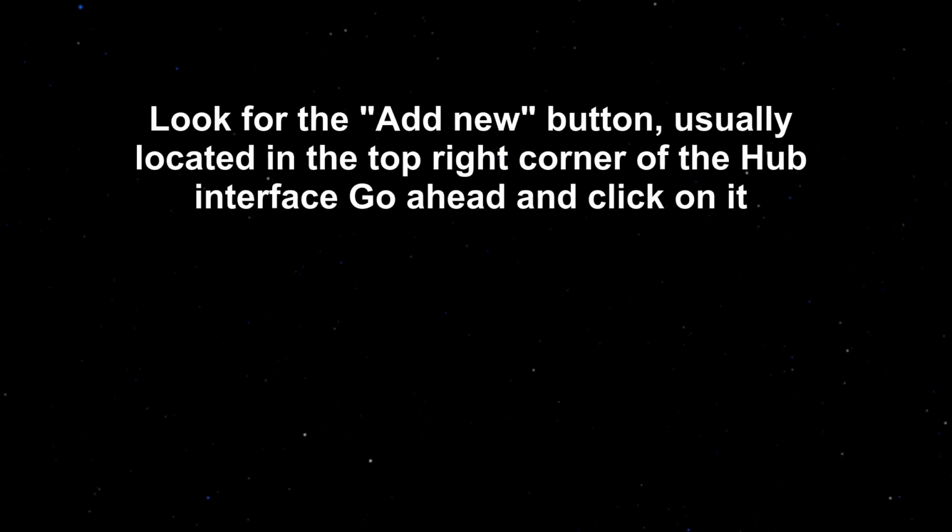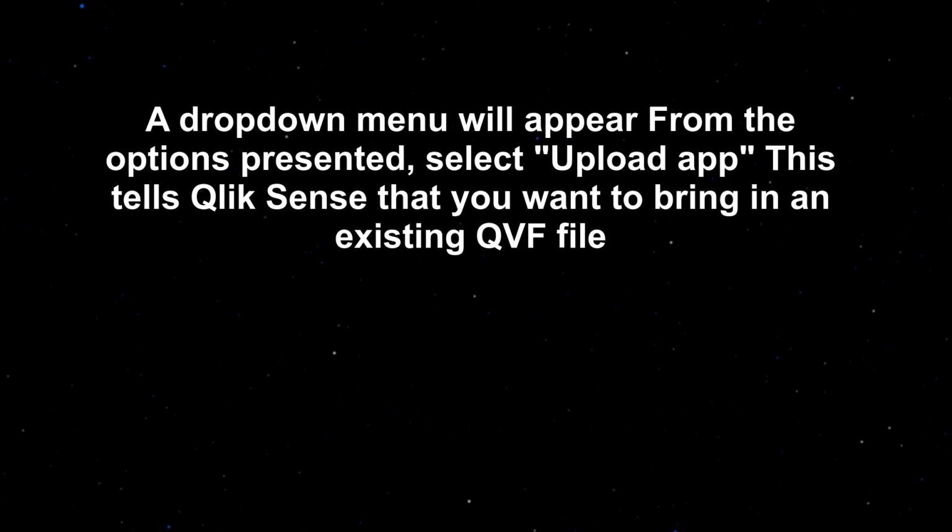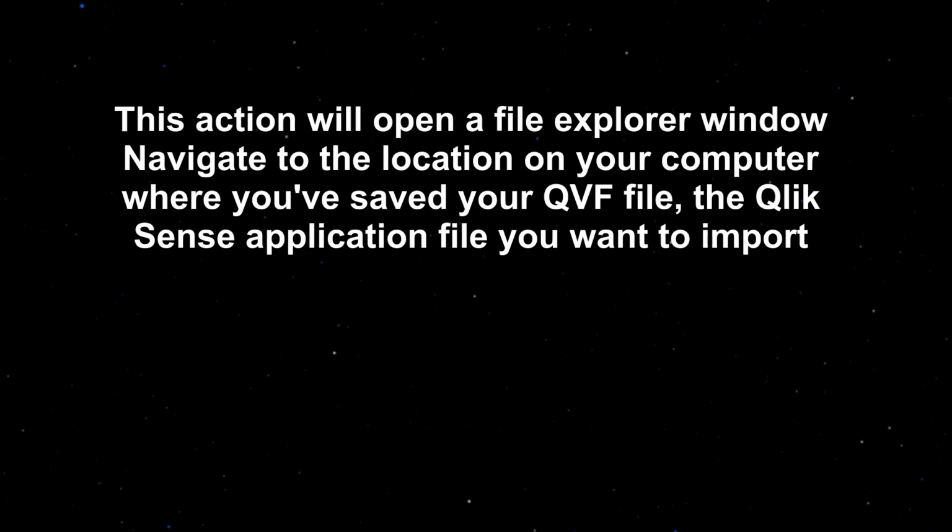Look for the Add New button, usually located in the top right corner of the Hub interface. Go ahead and click on it. A drop-down menu will appear from the options presented. Select Upload App. This tells Qlik Sense that you want to bring in an existing QVF file. This action will open a File Explorer window.